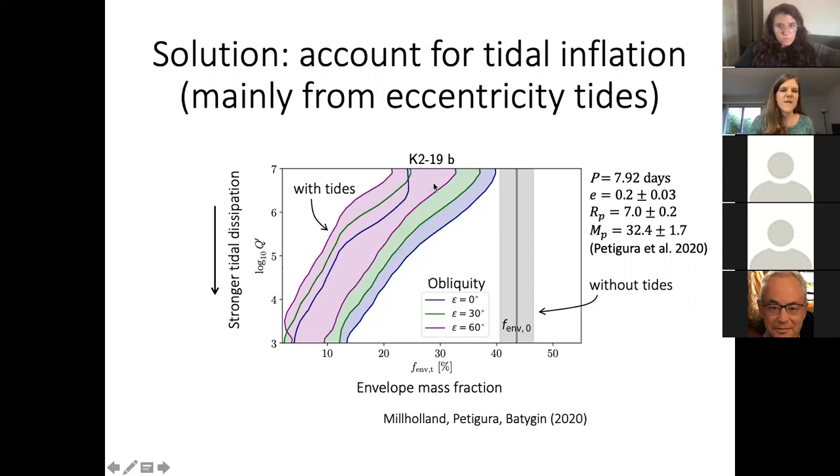So we could see that the actual envelope mass fraction of the planet could be as low as about 5 to 10%, depending on the obliquity and the tidal quality factor. So this kind of resolves this tension with the previous estimate, which was much closer to 50%.